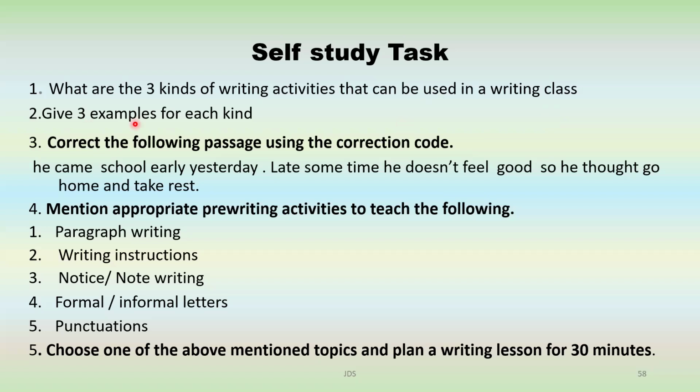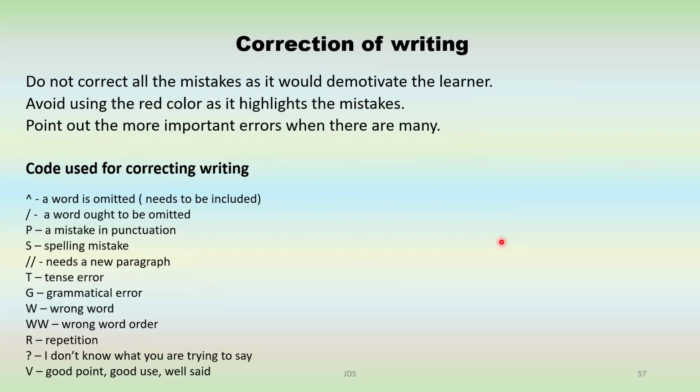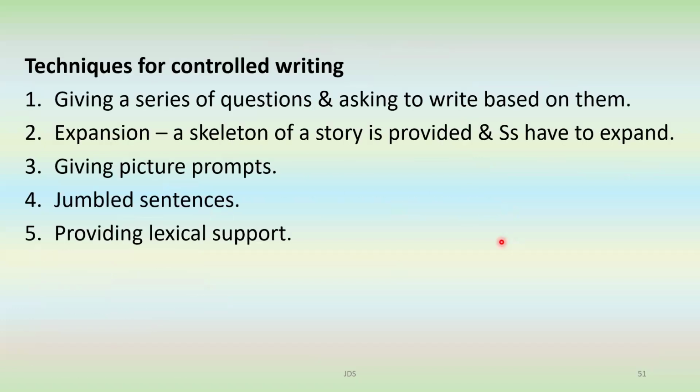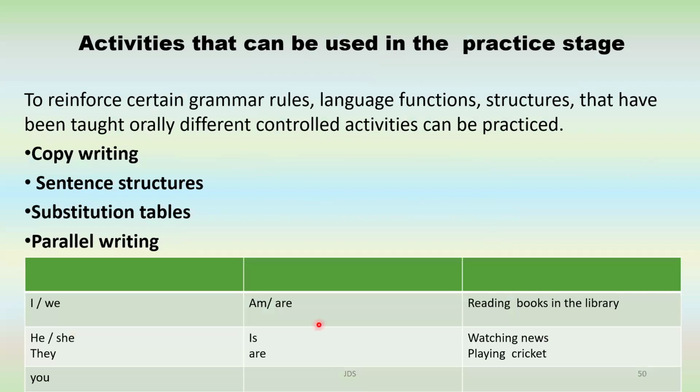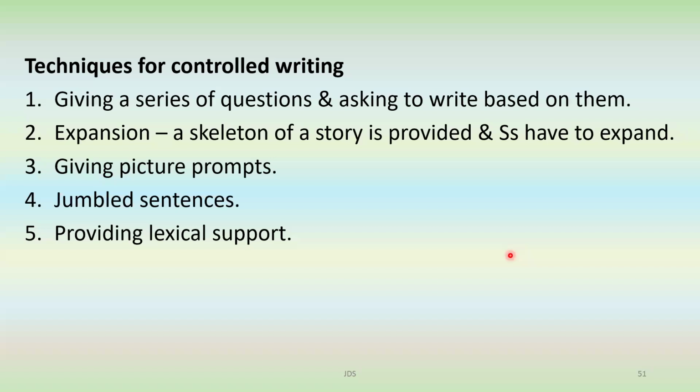So likewise, you have to mention controlled writing, copywriting, substitution table. Substitution table can come for controlled as well as semi-controlled. If you don't fill all the cages, then it can become a semi-controlled activity, right? So we talked about it here. This one is a semi-controlled substitution table. If everything is filled, then it can be a controlled activity. That's how it goes.